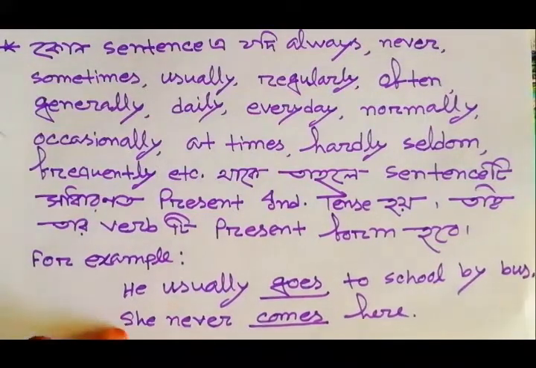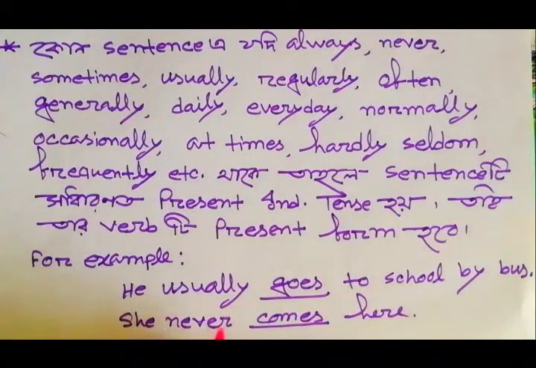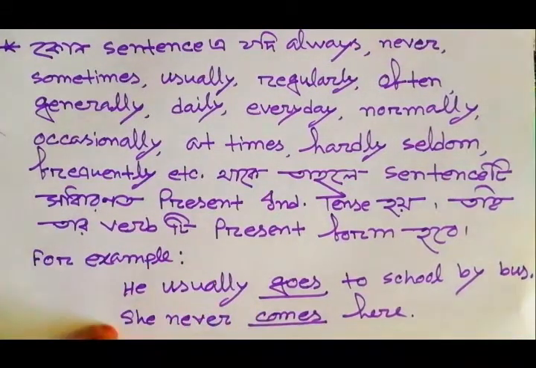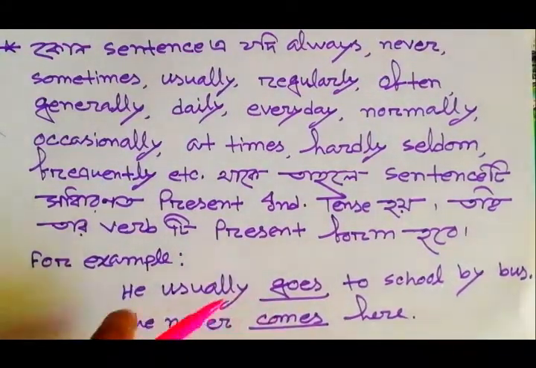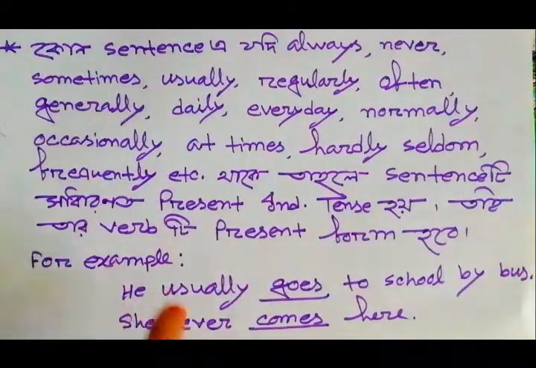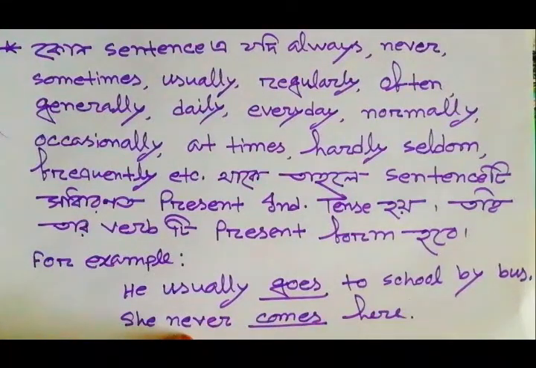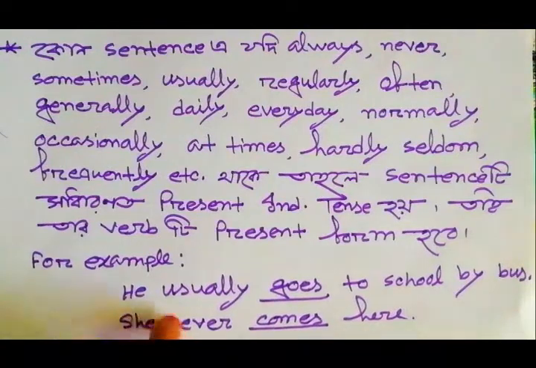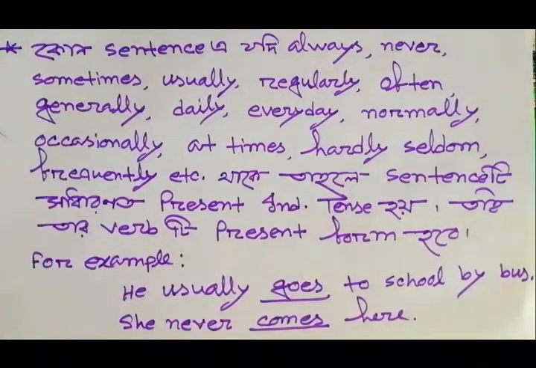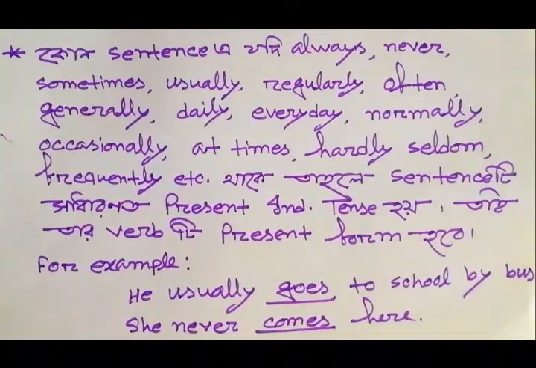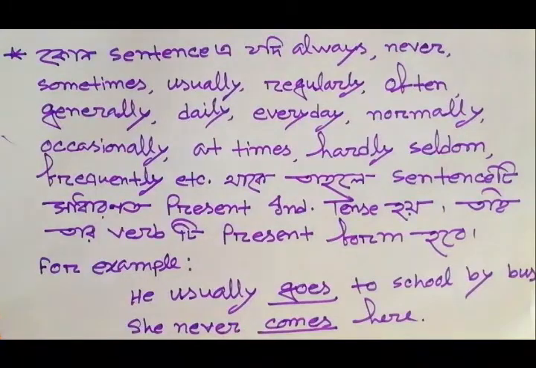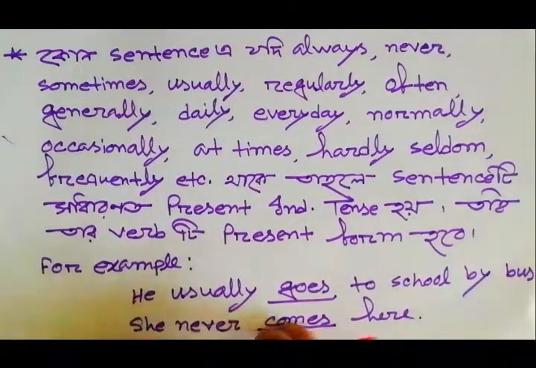Dear students, please look at the second example. She never comes here. I've written, she never comes here. We know she is third person singular. For this reason, when we rewrite the verb, we can use s or es with the verb. Otherwise, this sentence is present indefinite because never is here in the sentence. We know if never is present in any sentence, then the sentence will be present indefinite. So when we rewrite the verb, we can follow the structure of present indefinite. So the correct answer: she never comes here.